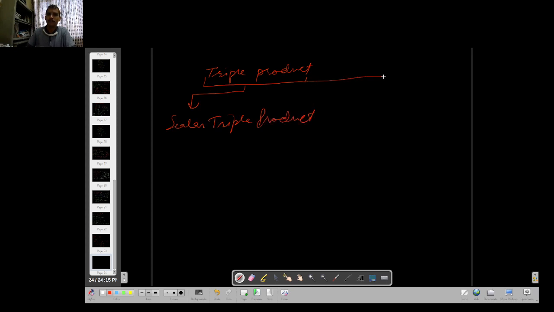So today I will talk about triple product in vector algebra. There are two types of triple product about which we will talk. One is the scalar triple product, and another is vector triple product.